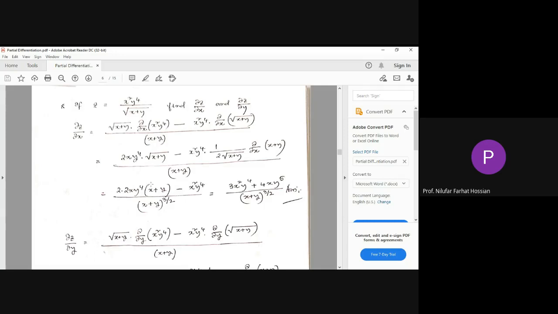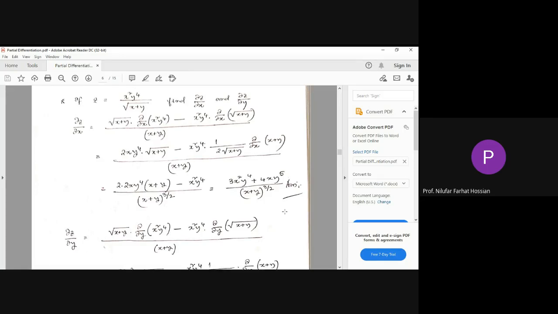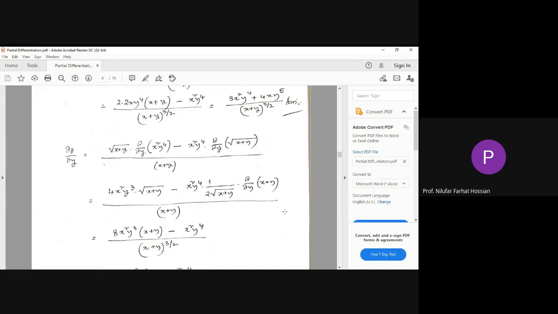Now you perform this product, you see, ultimately the result will be this. It will be 4x square y to the power 4, and there is x square y to the power 4. So ultimately 3x square y to the power 4. And from this term, it will be 4x y to the power 5. Okay, so this is the value of del z by del x. Now del z by del y.